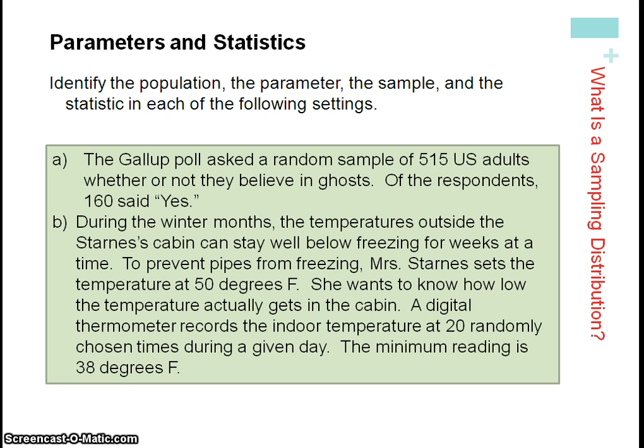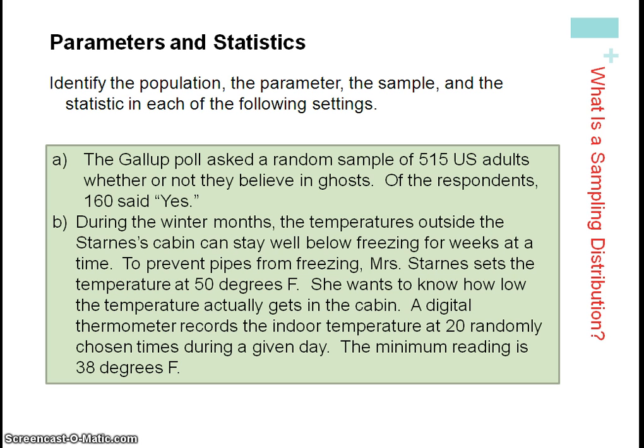Basically, if we were to graph all the temperatures throughout the day in the cabin, that would be the population. The parameter is the true minimum temperature, the lowest that the temperature gets in the cabin throughout the day. The sample is the 20 randomly chosen times during the day. The statistic is 38 degrees.